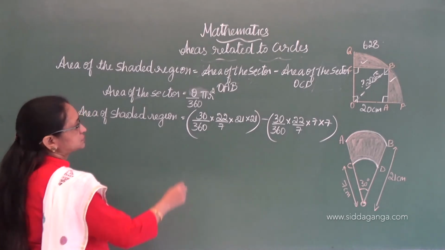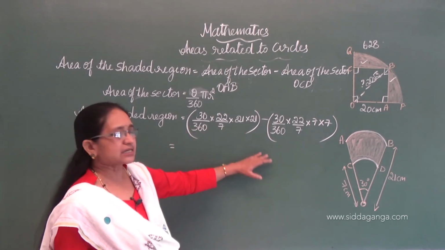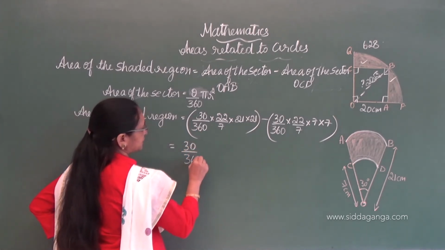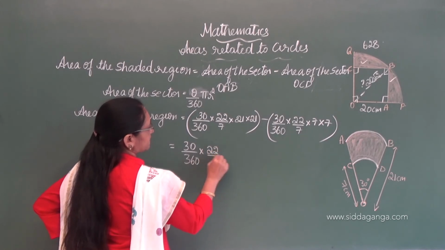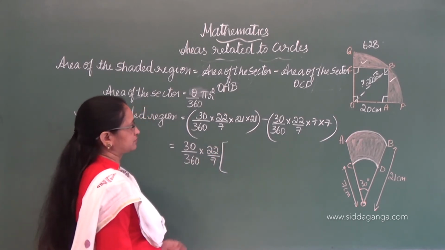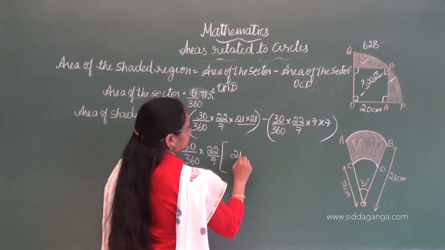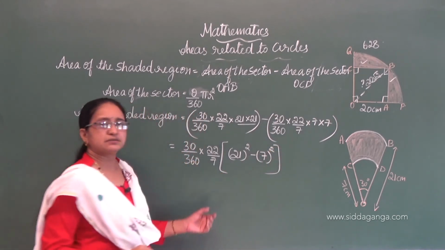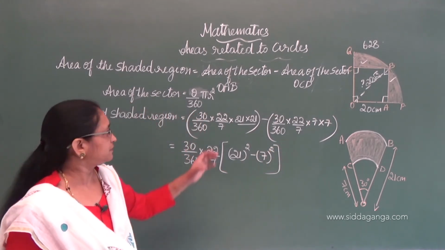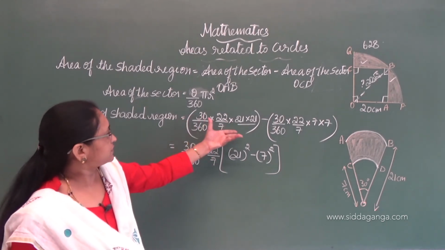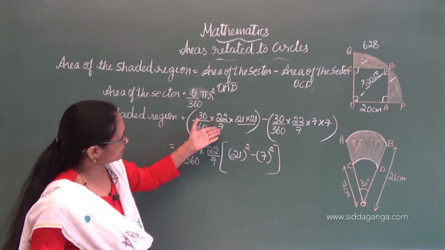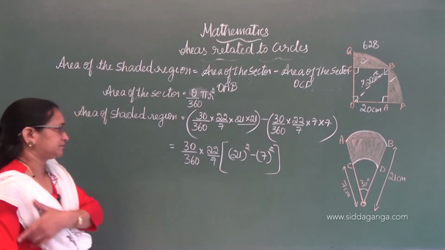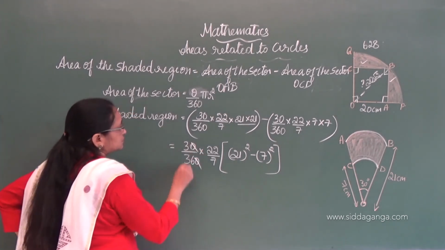Now, to make our calculation easy, what shall we do? We will take 30 by 360 outside and 22 by 7 also, since it is common for both. So, what remains? 21 square minus 7 square. To make the calculation simpler, I have used this method. However you want, you can use. You can simplify here itself, then subtract. That is also correct.